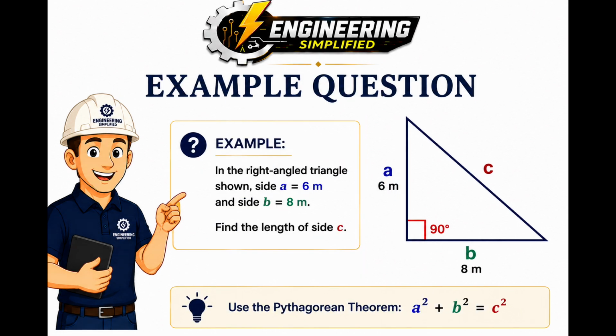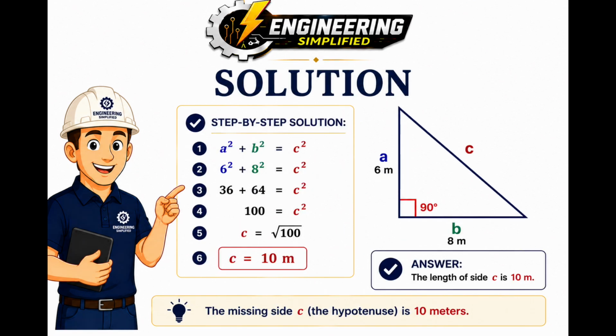Let's solve our first example. In this triangle, side A equals 6 meters and side B equals 8 meters. We need to find the length of side C, the hypotenuse. Let's work through it step by step. Start with the formula. A squared plus B squared equals C squared. Substitute the values. 6 squared plus 8 squared equals C squared.